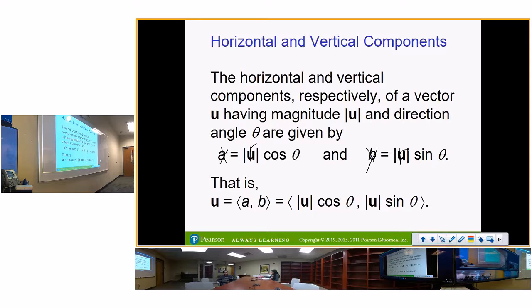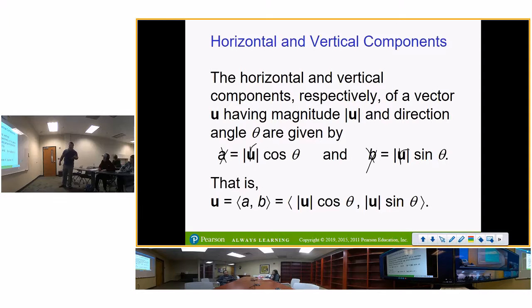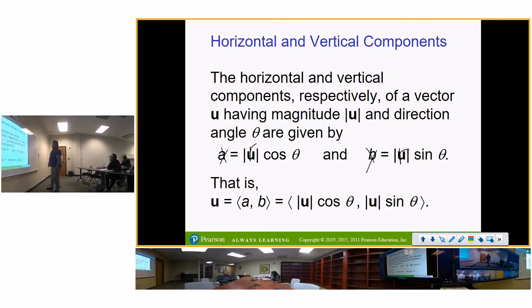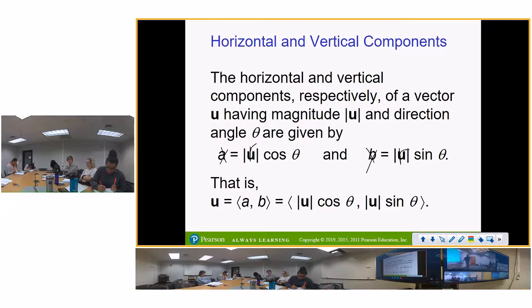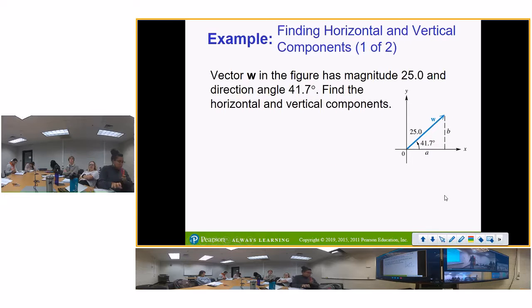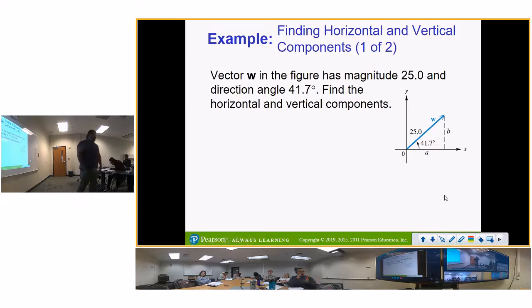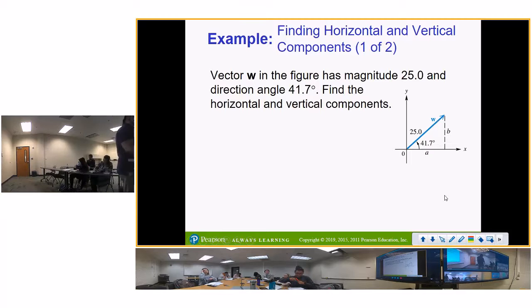So if you ever want to find the coordinates of a vector and you're given the magnitude and the direction, to find the x, you do r cosine theta, and for y, r sine theta. And they'll probably give you another example here next. There you go. So go ahead and do that one. Punch it in your calculator.